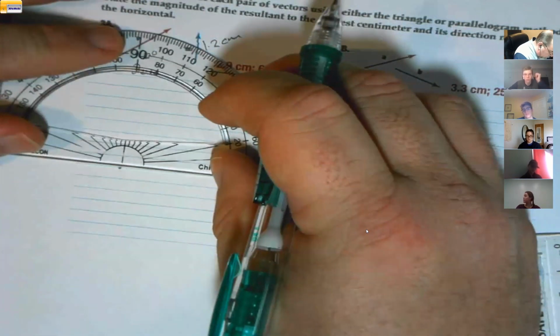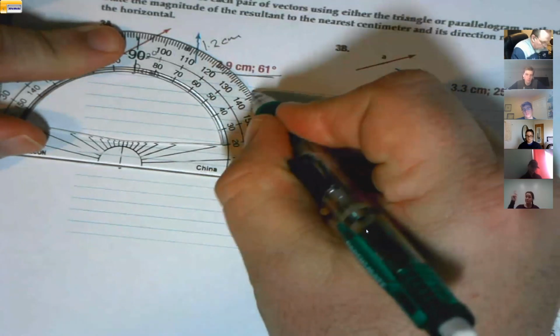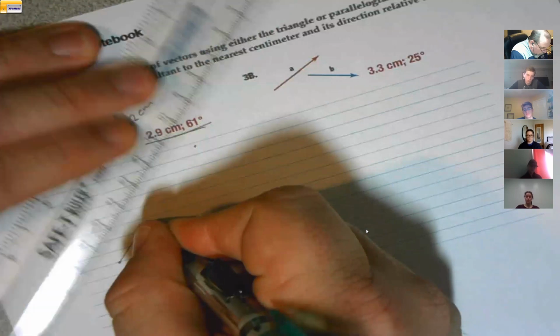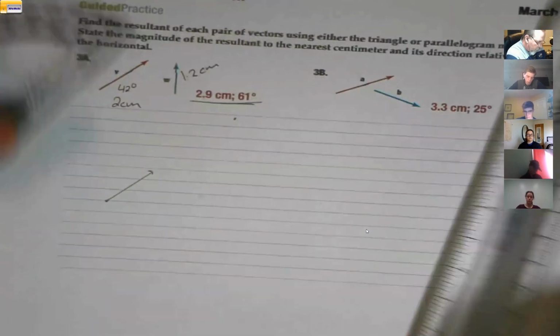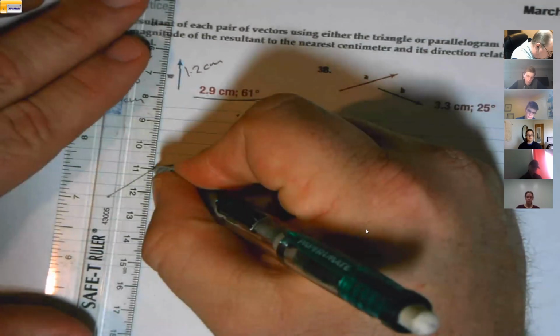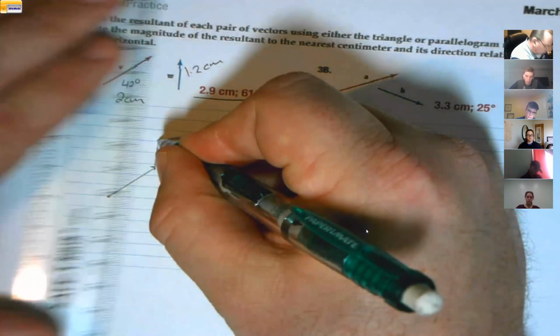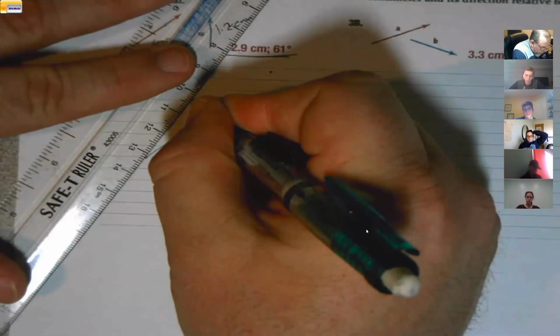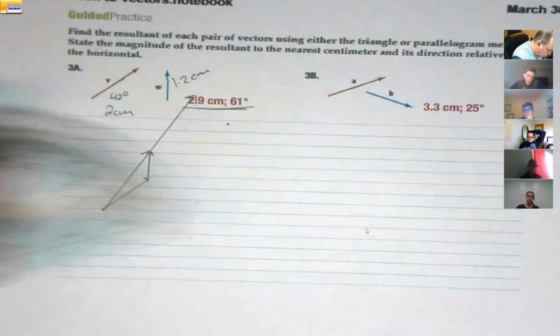42 degrees at 2 centimeters. Right there, and then from that one, I'm going to tack on straight north at 1.2. And this is really a lesson in how far off are you? How accurate can you possibly be? So here is the resulting vector right there. I made it a little too long because I want to be able to measure it on the protractor here.